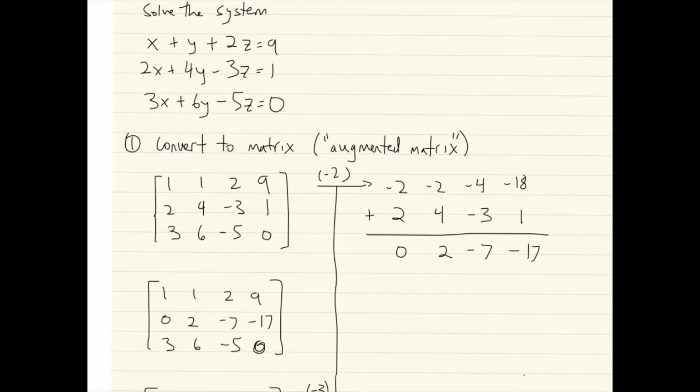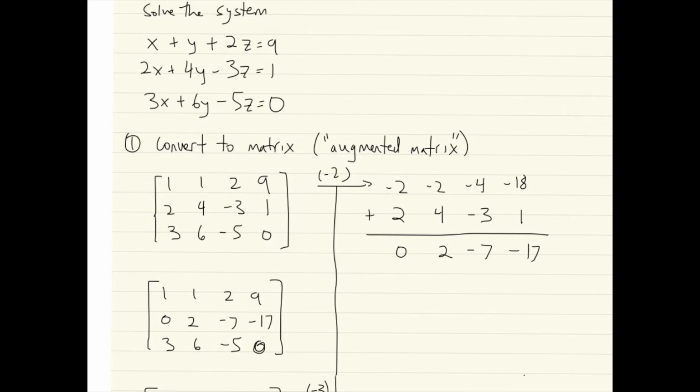So this is x + y + 2z = 9. So we've got 1, 1, 2, 9. I usually leave off the vertical line here that represents the equal sign. The augmented refers to the column we've added on the right-hand side of the equal sign. Sometimes, for various reasons, we'll leave it off, but okay.